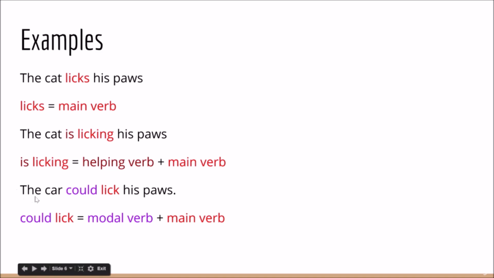And the last one, the cat could lick his paws. Okay, excuse this error, it should be cat. The cat could lick his paws. Okay, now we've added a modal verb instead of a helping verb, and we've changed the meaning of the sentence. The cat could lick his paws means that it's possible. He can do it. He's not doing it, but he can do it. It's possible.